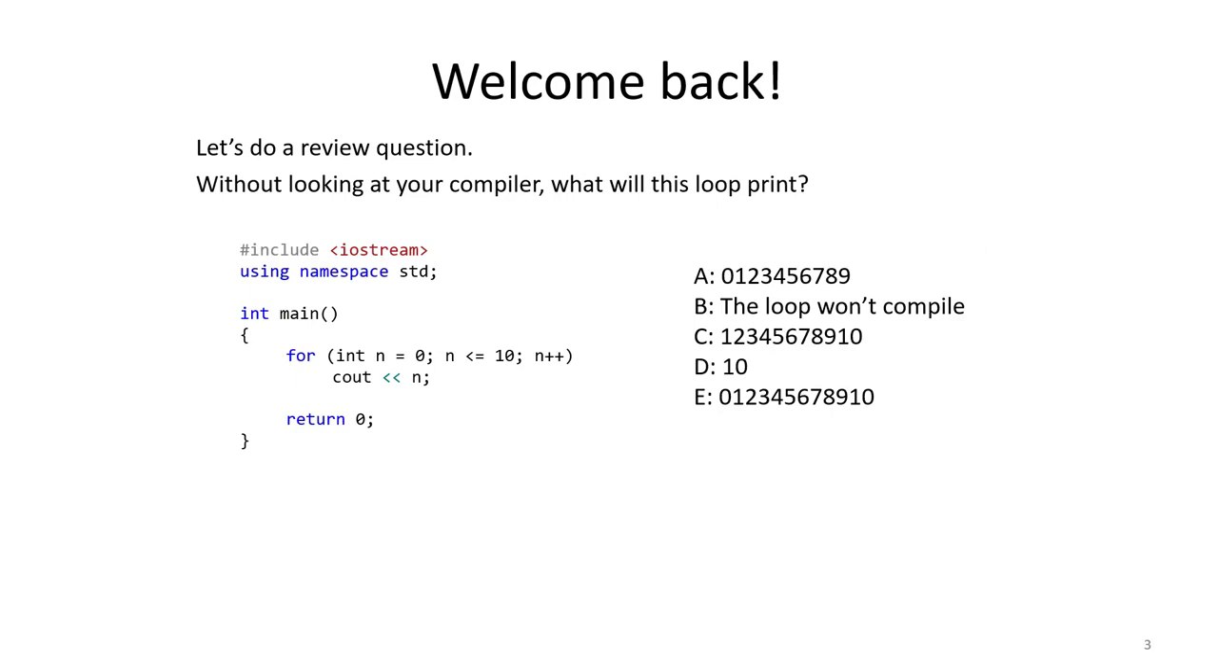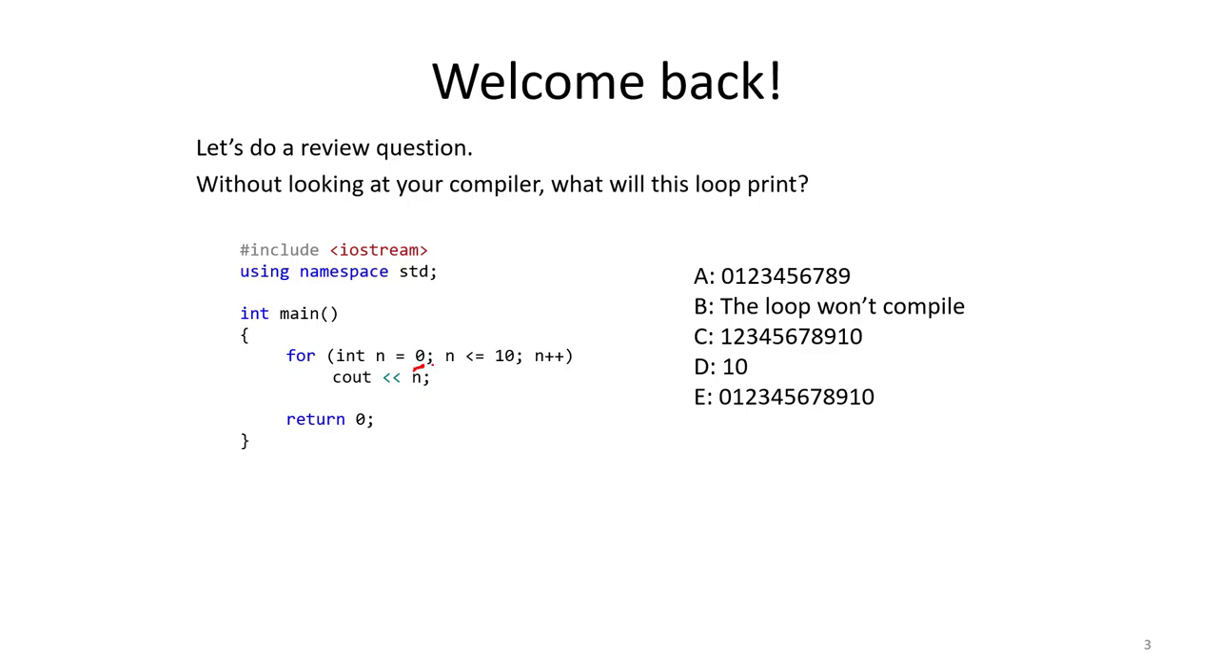So go ahead and try this question. And if you want, pause the video and see if you can identify the correct answer. All right, so if we take a look at this program we're given, you see we have a main function and a for loop. And so we're saying starting at n equals 0, as long as n is less than or equal to 10, we're going to output the value of n and then increment n. All right, so you can see we're starting at n equals 0.